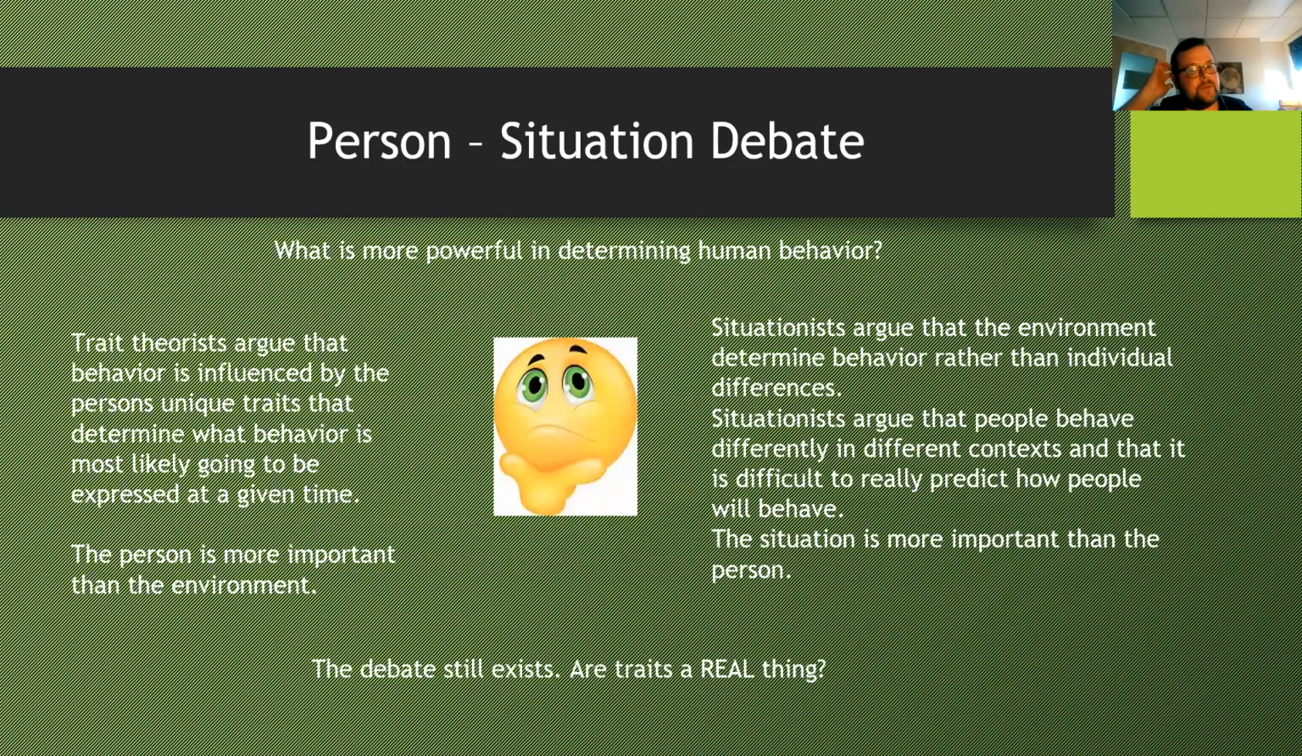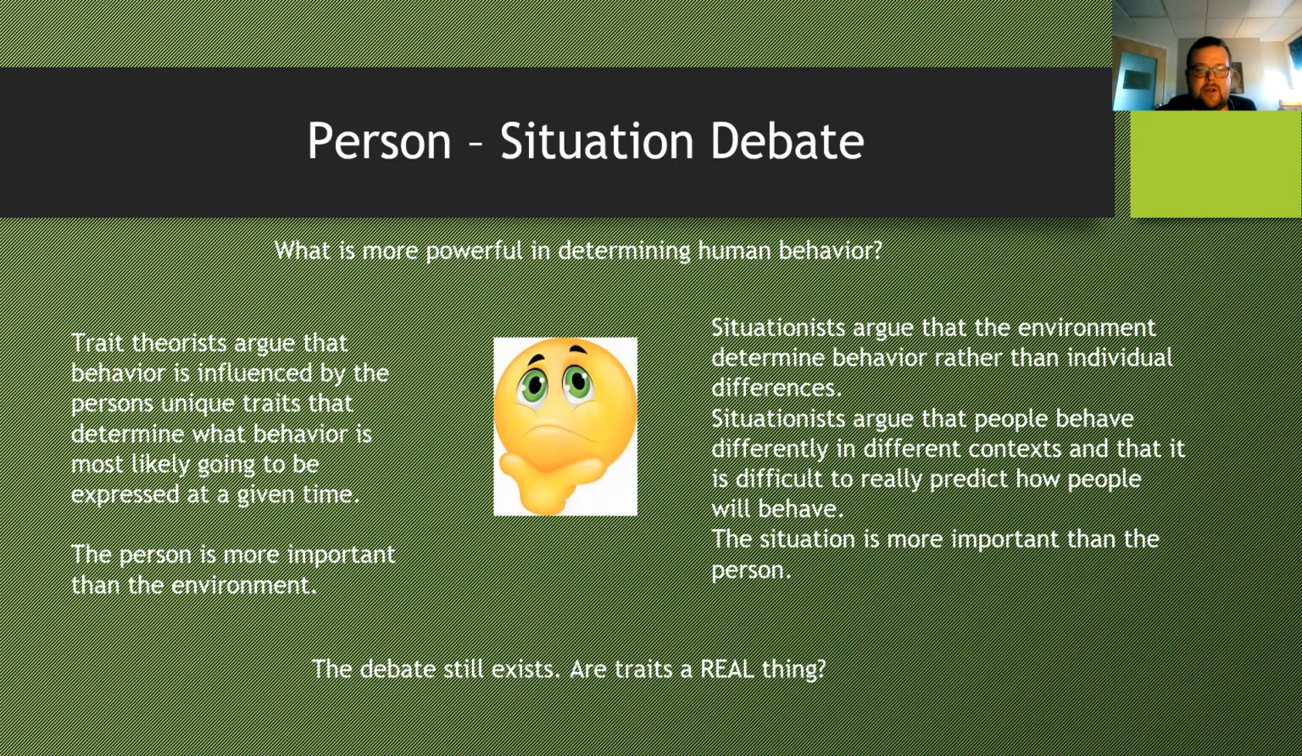So the next slide. I've kind of alluded to this before, but there is, like anything in the social sciences, much debate about really the core of what it means to be human. A big debate in psychology, especially for personality, is the person versus situation debate. So what is more powerful in determining human behavior? Is it you as an individual, or is it your environment?